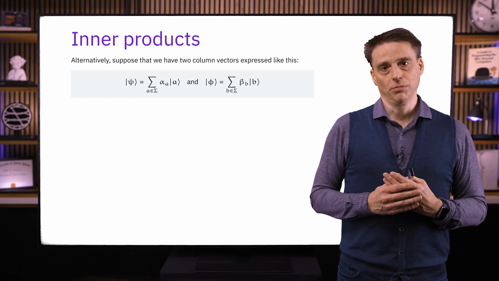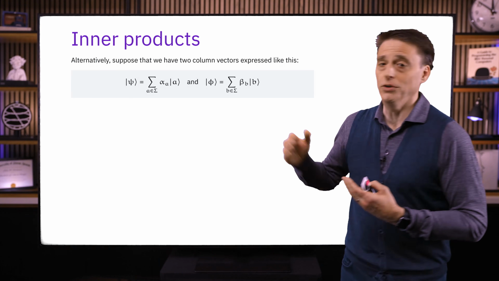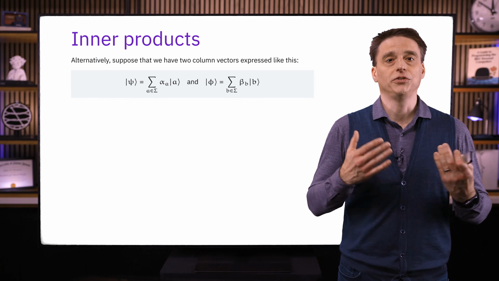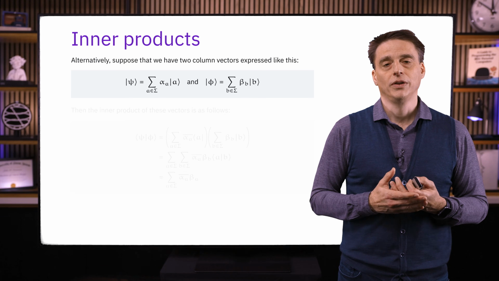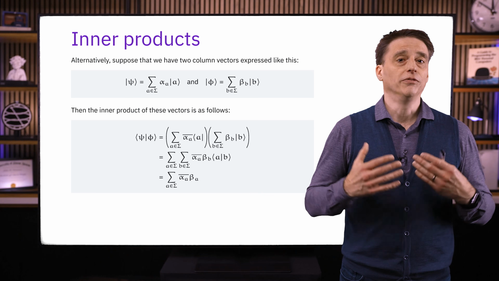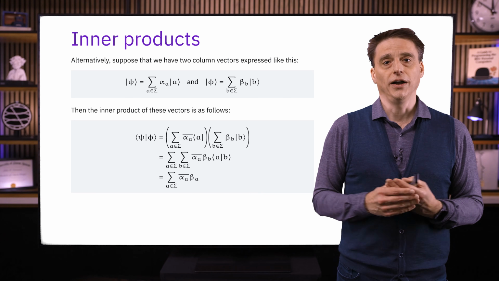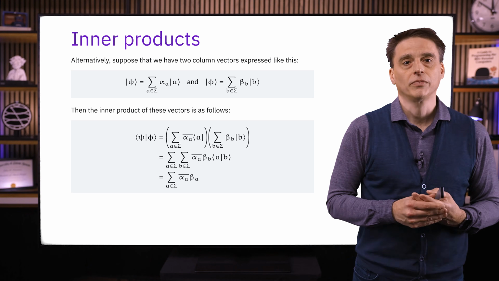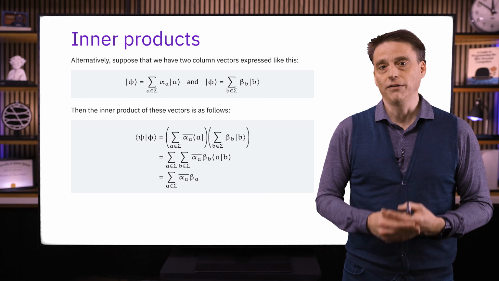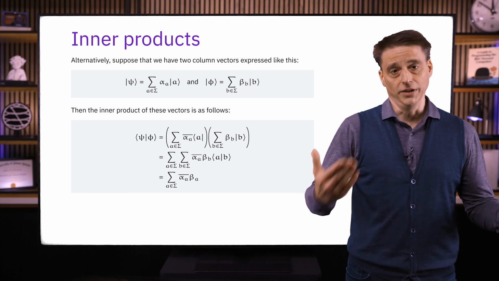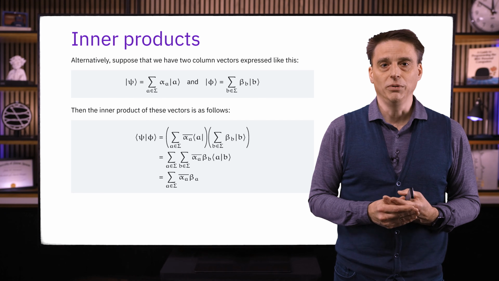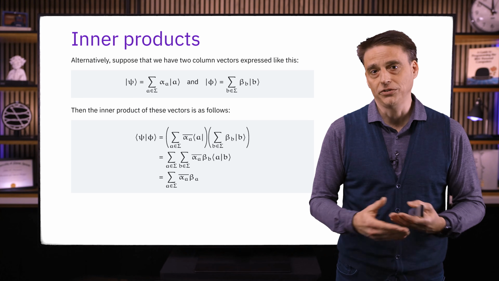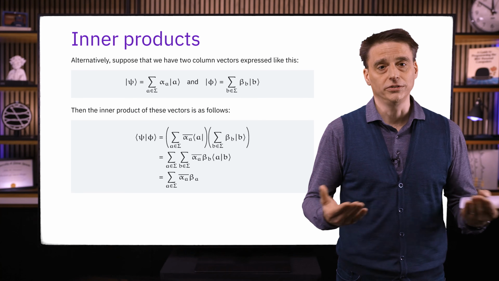You can also think about inner products in terms of vectors of the form that you see right here, where the vectors are expressed as linear combinations of standard basis vectors. The inner product of these vectors is defined in the same way as before, bra psi times ket phi, which we can express as a product like this. And if we compute and simplify, we're left with this expression right here for the inner product, which is analogous to what we had before, except this time we're taking the sum over elements in our classical state set, which is sigma in this particular case.